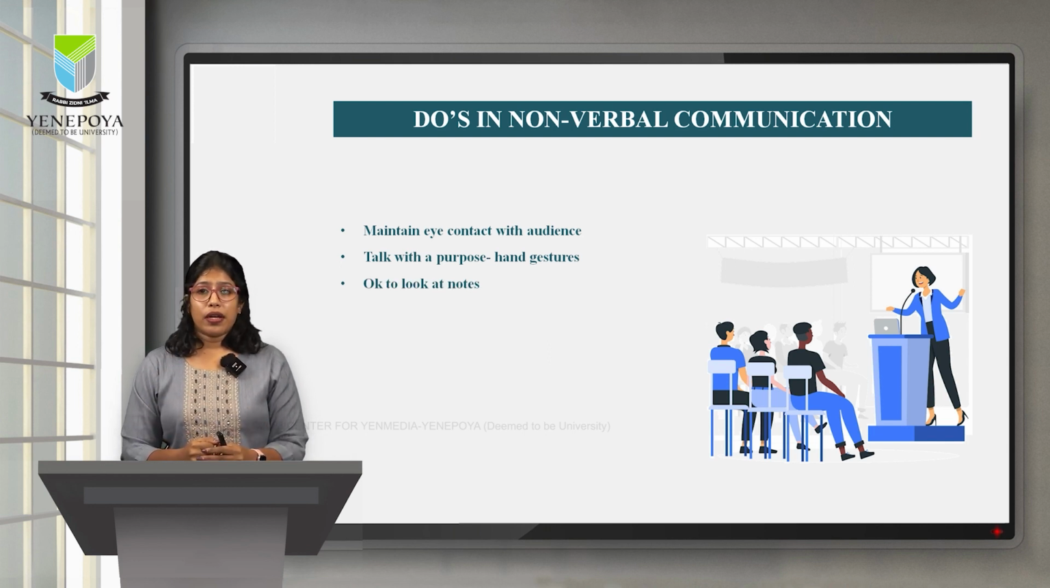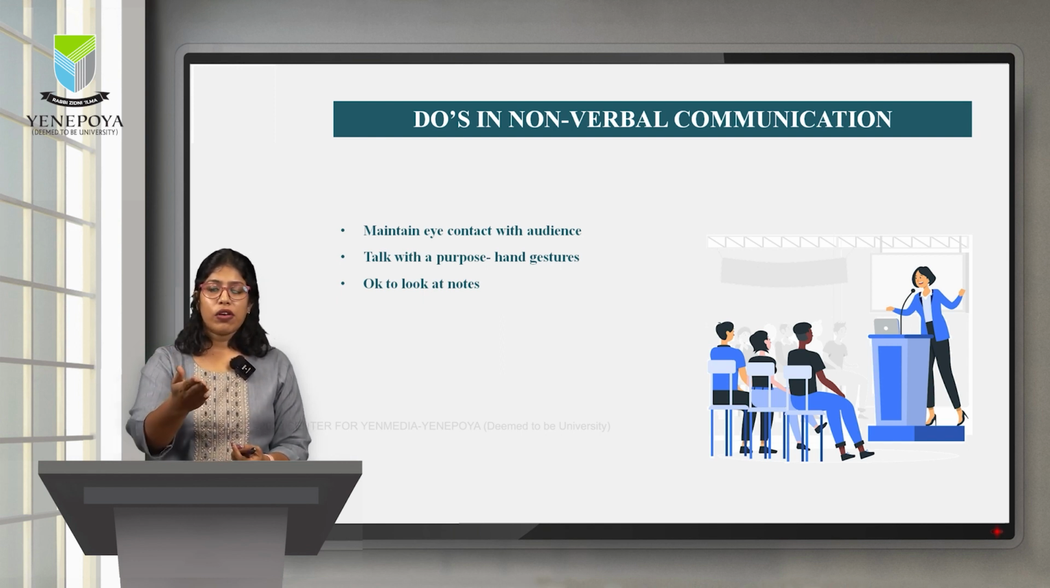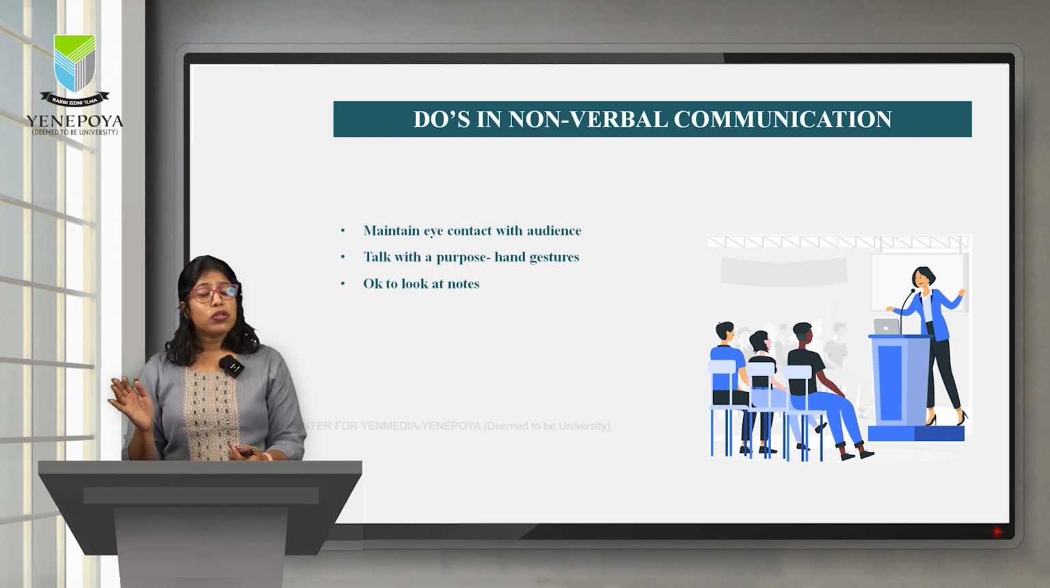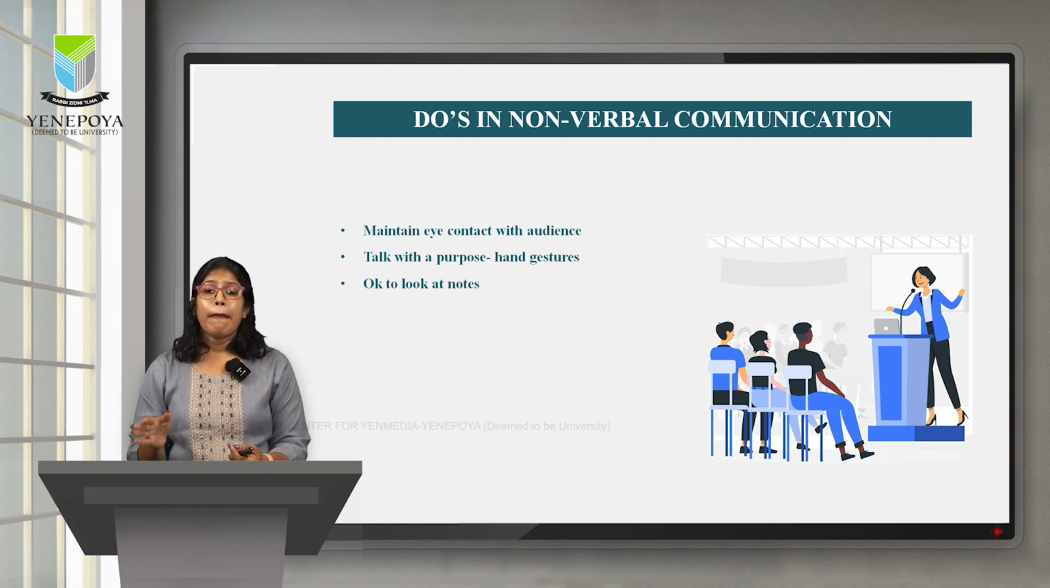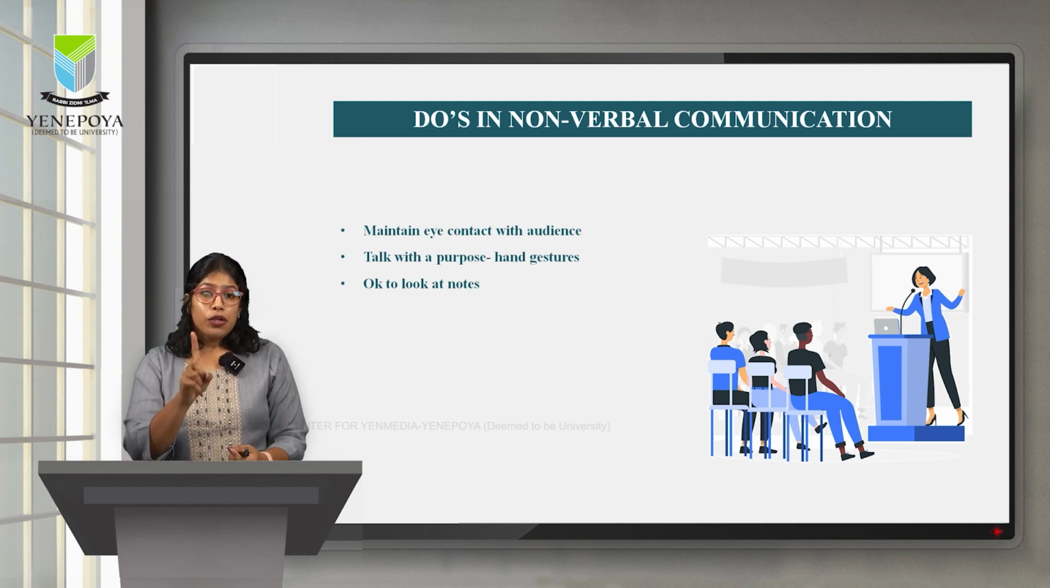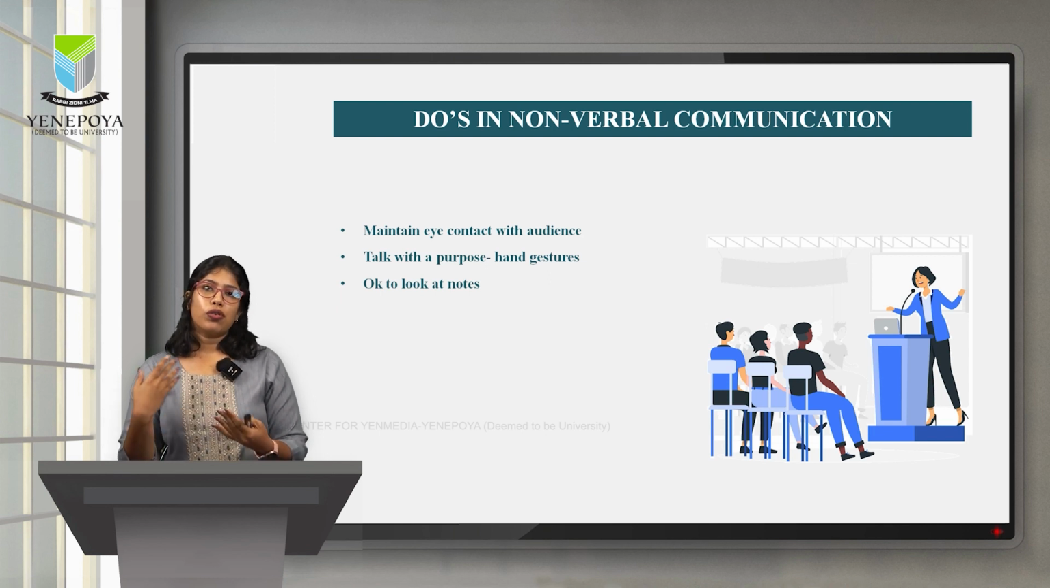It is okay to look at notes. Please don't feel like, if I don't look at my notes, I'm going to forget and I will not be able to maintain eye contact. You can look at notes and maintain eye contact as well. Avoid notes is generally what I would say, but it is also okay to look at notes. Don't look at notes throughout your conversation or throughout your talk.